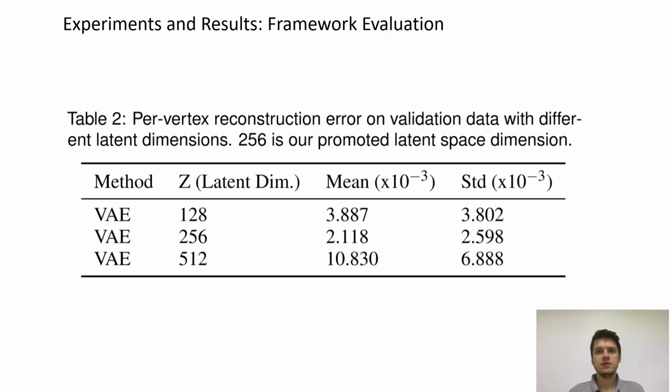We evaluate different latent dimensions of our variational autoencoder framework using per-vertex reconstruction loss on the validation set. The results in table 2 show that using 256 dimensions improves generation quality compared to lower dimensions. Higher dimensions lead to overfitting. We used 256 dimensions for the following experiments.